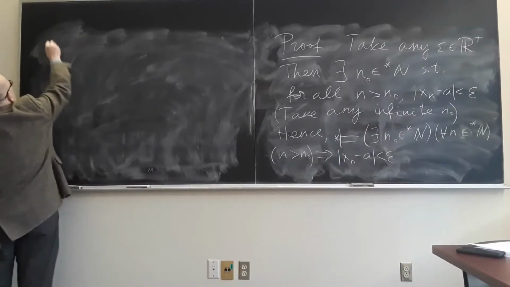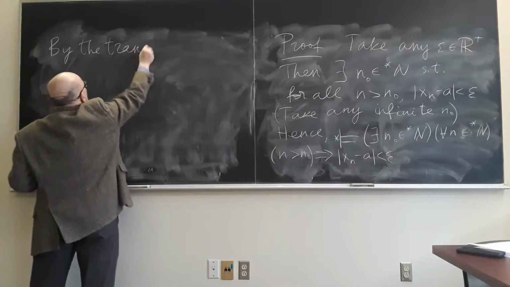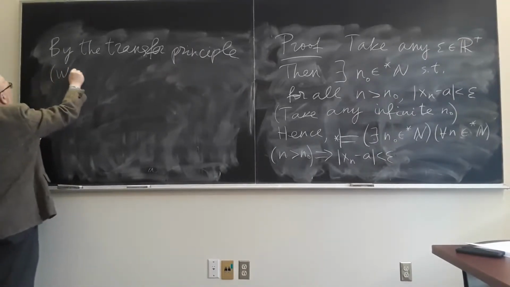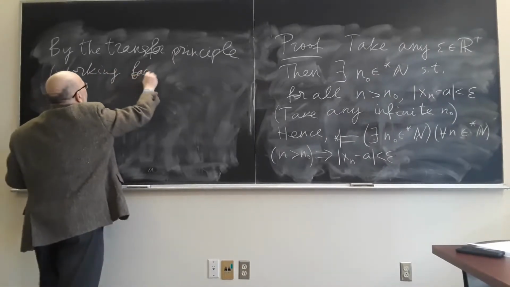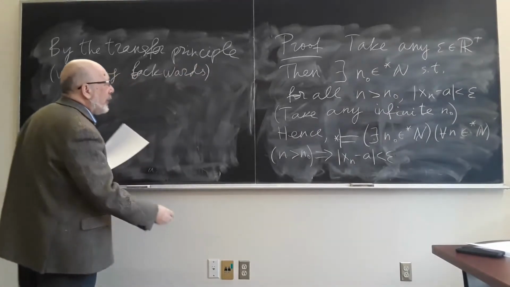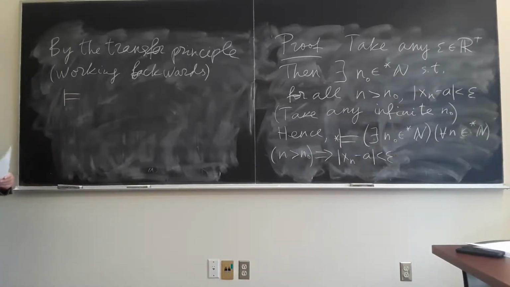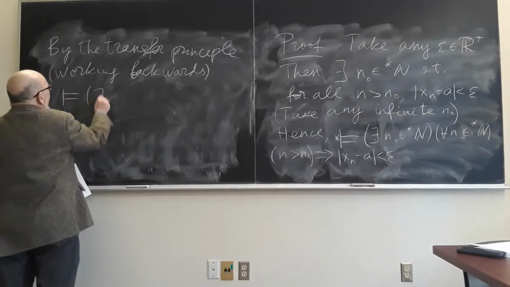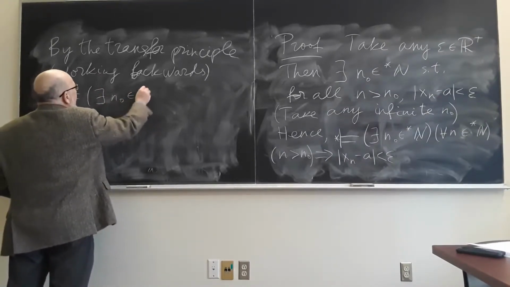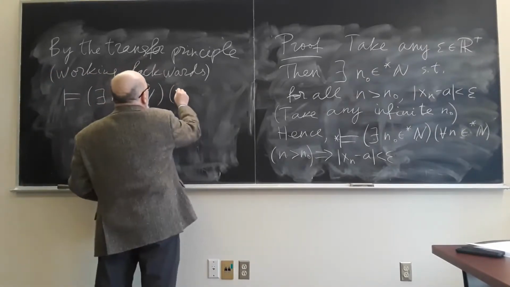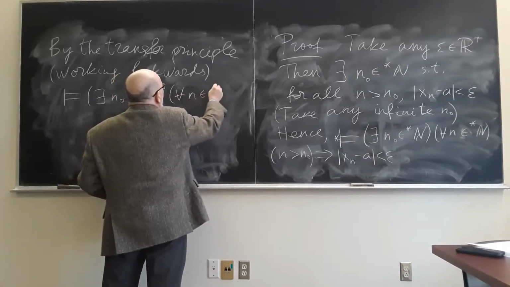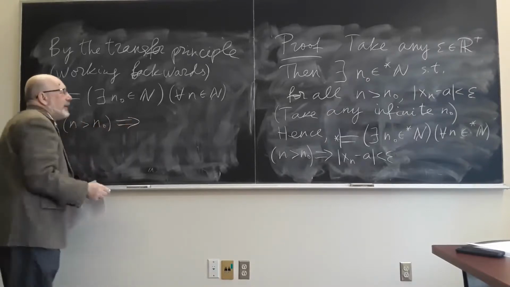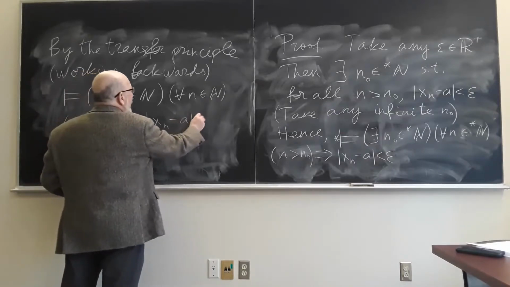So, by the transfer, working backwards, the following is true in our language also without star. We have to put off this star. There exists n0 in N, for all n in N such that the following is true: n more than n0 implies xn minus a less than epsilon.